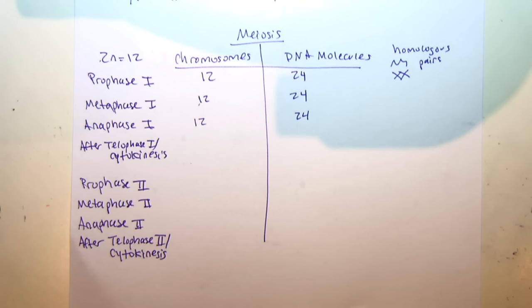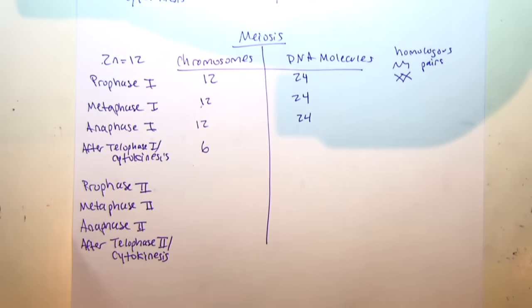So then what about after telophase 1 and cytokinesis? How many chromosomes will we have per cell? Remember our goal for meiosis 1. 6. Good. We're going to have 6 chromosomes and how many DNA molecules? 12. So keep in mind, at the end of meiosis 1, after cytokinesis has happened, we're going to be haploid.